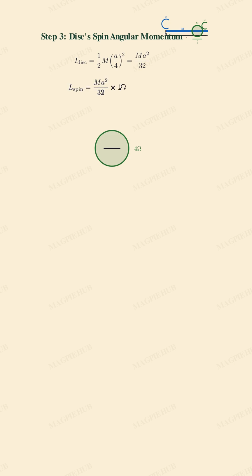Step 3. The disk's spin angular momentum about its own axis. The moment of inertia of a thin circular disk about its central axis is 1/2 mr squared. Here, the radius is a over 4, so the moment of inertia is ma squared over 32. The disk spins at 4 omega, so the spin angular momentum is ma squared over 32 times 4 omega, which simplifies to ma squared omega over 8, or 6 ma squared omega over 48.